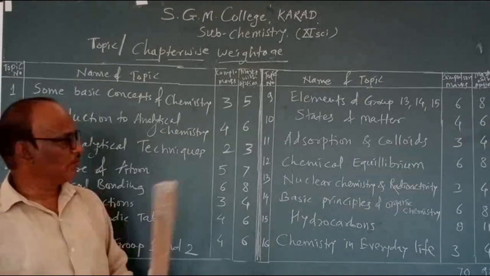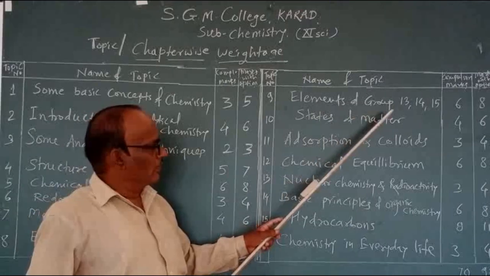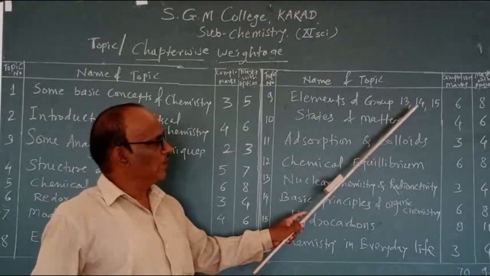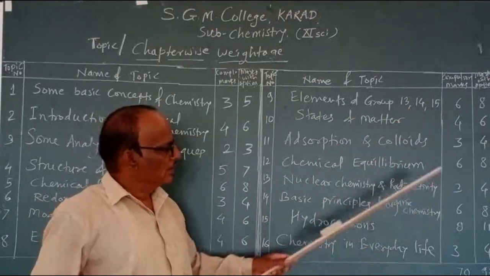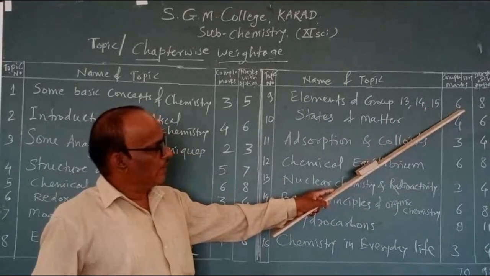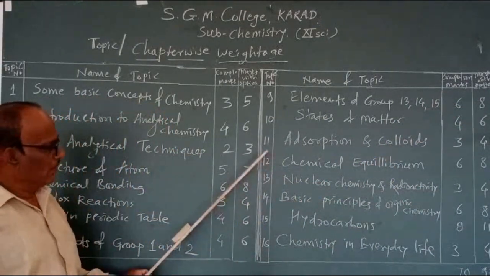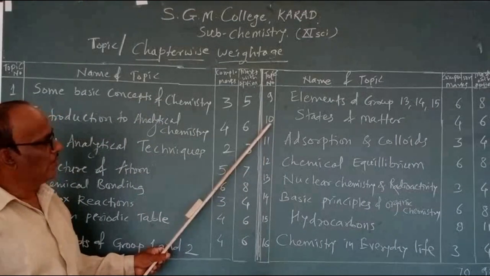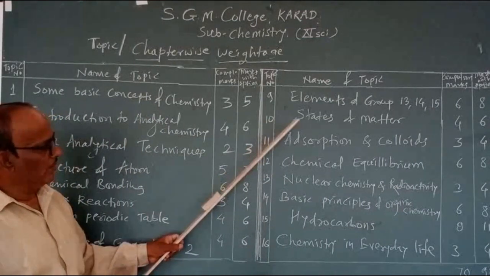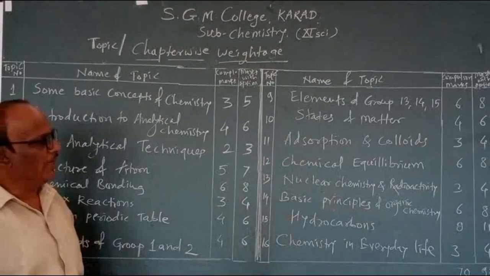So out of these 6 groups, in 11th standard we have to study these 3 groups, 13, 14 and 15. So this topic carries 6 marks compulsory and with option 8 marks. Then next topic is topic number 10. The name of this topic is states of matter.